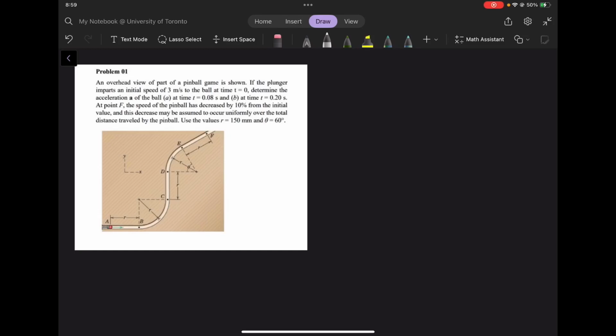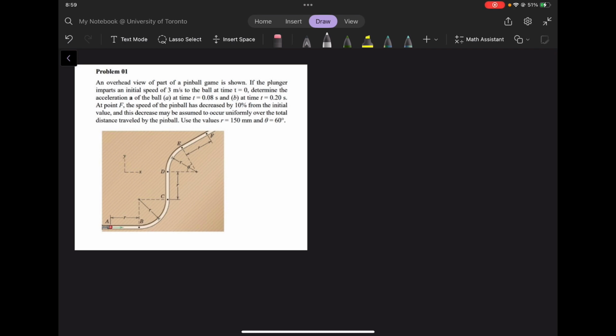Tutorial number 2, question number 1. It is a pinball game and it has an initial speed of 3 meters per second at time t equal to 0. What we need to find is the acceleration at time t equal to 0.08 and 0.2 seconds.